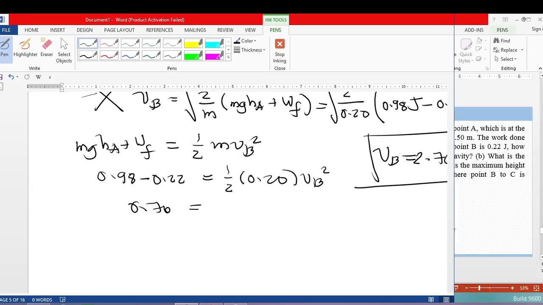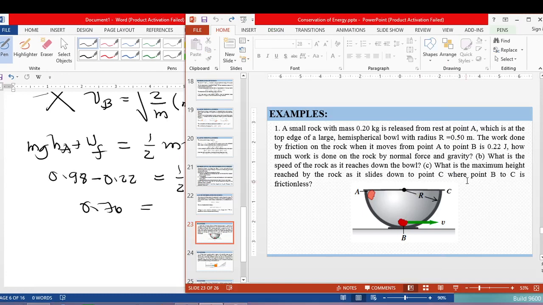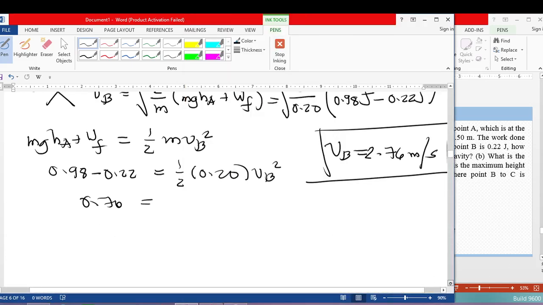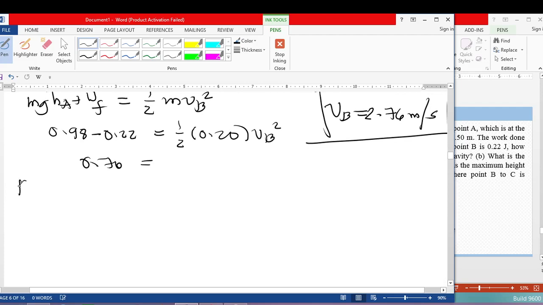So the next part is we have to find the maximum height reached by the rock as it slides down to point C, where point B to C is frictionless. So there is no friction from path B to C. Okay, so we have to evaluate what energy is present at those points. At point B, of course, there is velocity, but no potential energy.